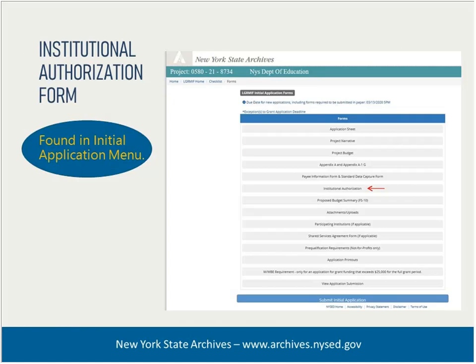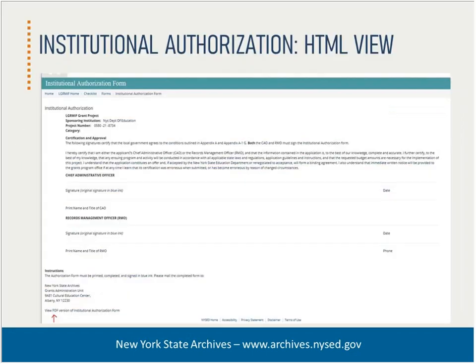The next series of forms that I'll tell you about are the forms that need to be printed out, completed by hand, and submitted through the mail with your application packet. The first one is the institutional authorization form, which can be found under the initial application menu in eGrants. Once you click on the link to the form, you'll find that you can print the HTML version, which is the one that you see in this slide. You can also click on the link for the PDF version of the form, which is located in the lower left-hand corner of the HTML view. That link is highlighted here with a red arrow.